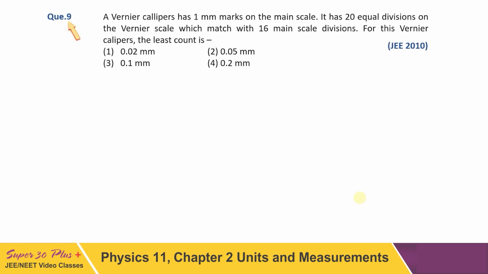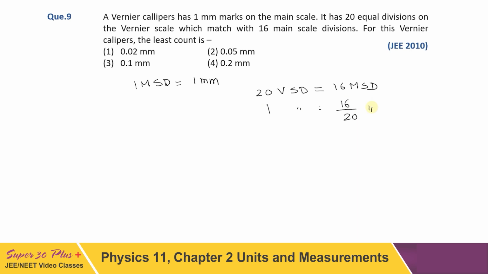Next comes question number 9. A vernier calipers has 1 mm marks on the main scale. So 1 main scale division is given there, that is 1 MSD equal to 1 mm. It has 20 equal divisions on the vernier scale which match with 16 main scale divisions. Okay, so let us write 20 VSD is equal to 16 MSD. So 1 VSD would be 16 upon 20 MSD.